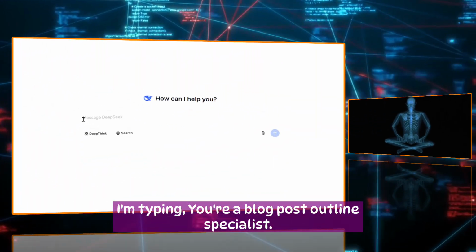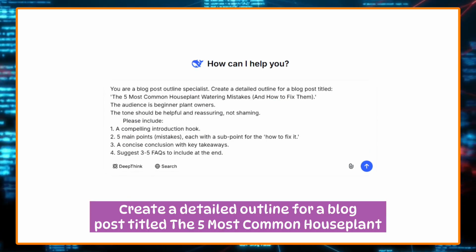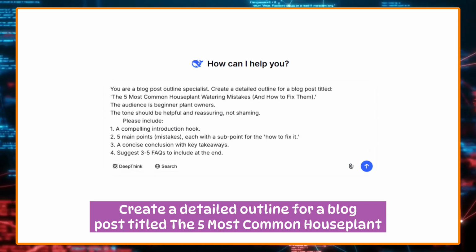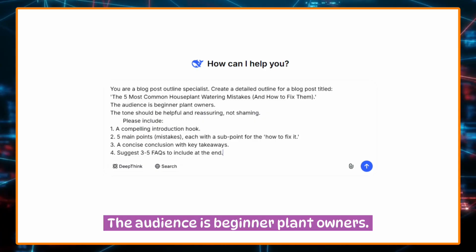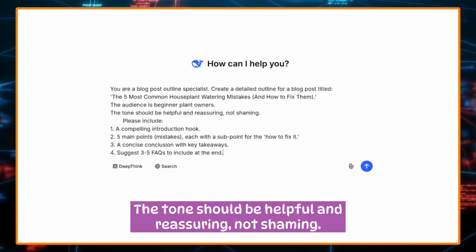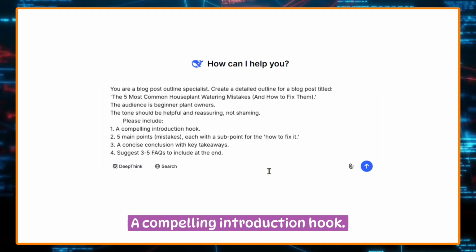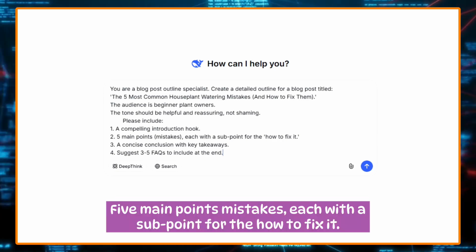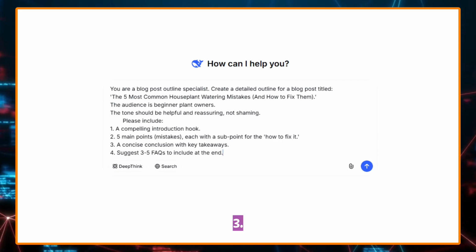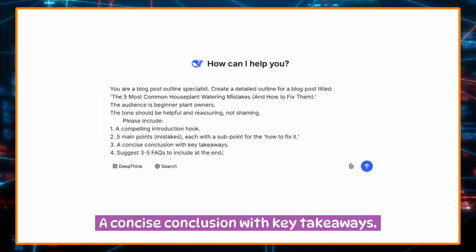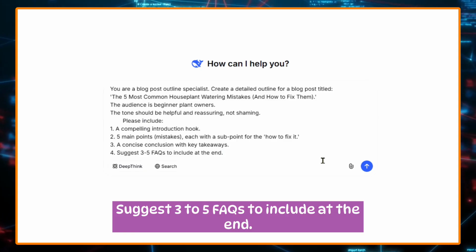I'm typing: You're a blog post outline specialist. Create a detailed outline for a blog post titled, "The 5 Most Common Houseplant Watering Mistakes and How to Fix Them." The audience is beginner plant owners. The tone should be helpful and reassuring, not shaming. Please include: 1. A compelling introduction hook. 2. 5 main points, mistakes, each with a subpoint for the how to fix it. 3. A concise conclusion with key takeaways. 4. Suggest 3 to 5 FAQs to include at the end.